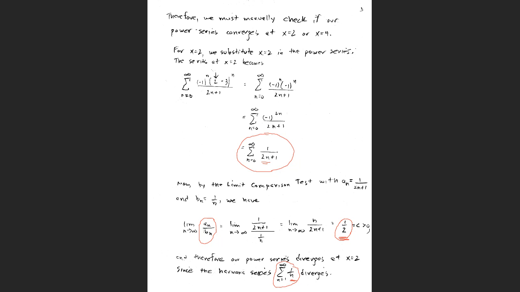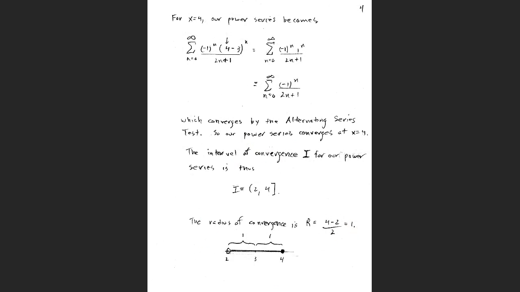All right, so now we have to look at the other endpoint, x equals 4. So we put x equals 4 in the power series, and we end up with this alternating series. How many remember alternating series from calculus 2?